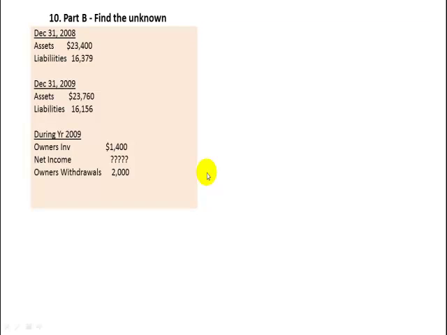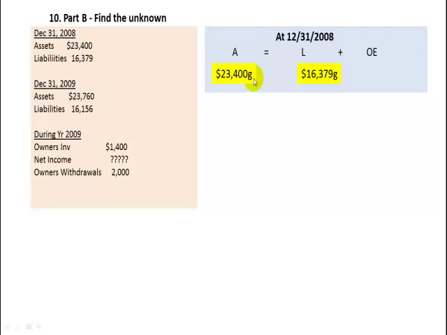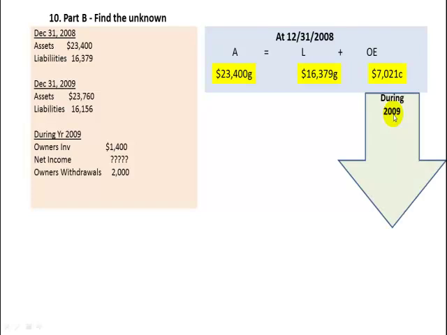So let's start off by filling in the accounting equation at the beginning of that year of 2009. Again, the 12/31/2008 is the exact same thing as really 1/1/2009. So we know assets at the beginning of that 2009 period were 23,400. We know liabilities were 16,379, and so therefore the difference between these two would be the beginning owner's equity of $7,021.